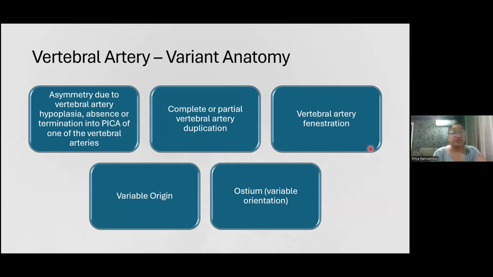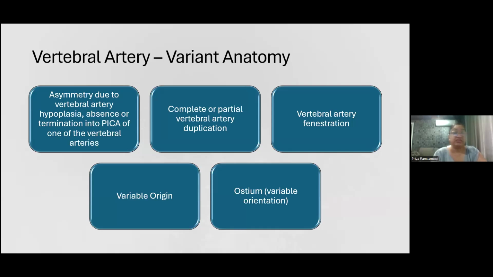Now, I want you guys to remember vertebral artery fenestration in particular. There's an incidence of only about 1% actually, with extracranial fenestration being more common than intracranial fenestration. But why we should remember it is that, in fact, you do have an increased association of intracranial aneurysms with vertebral artery fenestration. You also have a variable origin of your vertebral artery.